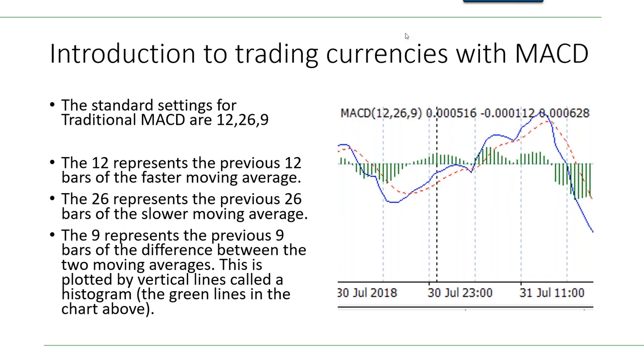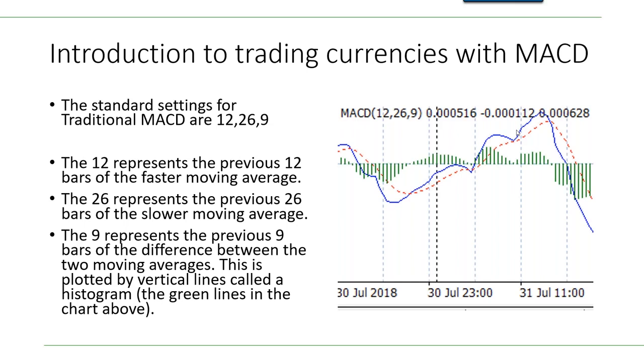So what you'll find with the majority of traditional MACD indicators across any charting platform is that very often the traditional MACD settings are 12, 26, and 9. And what does that represent?